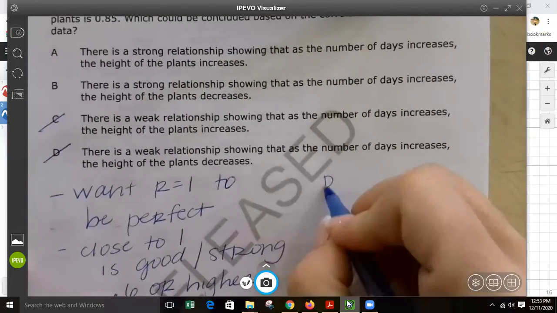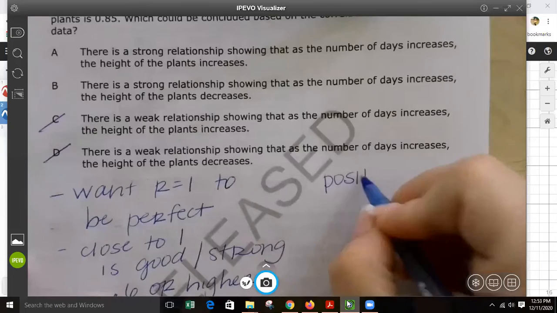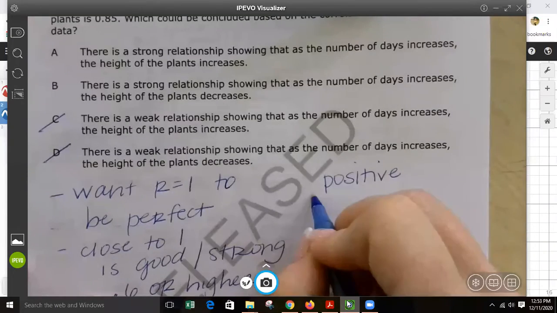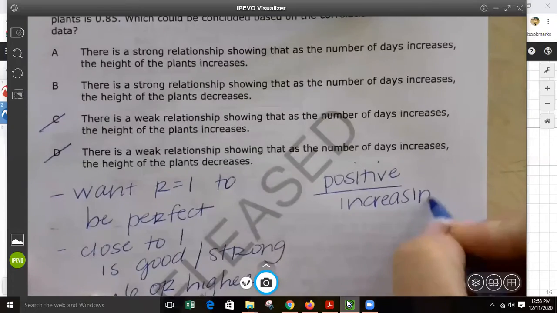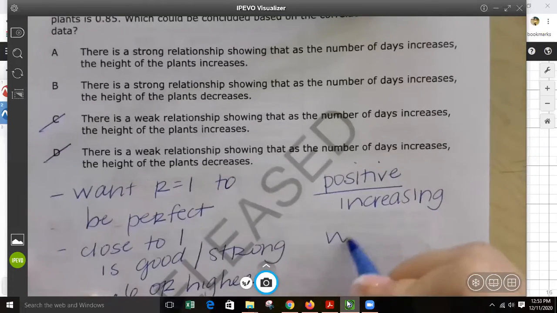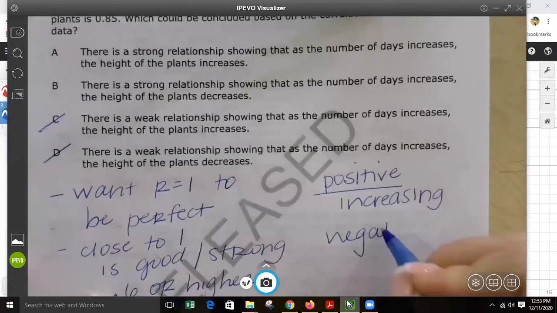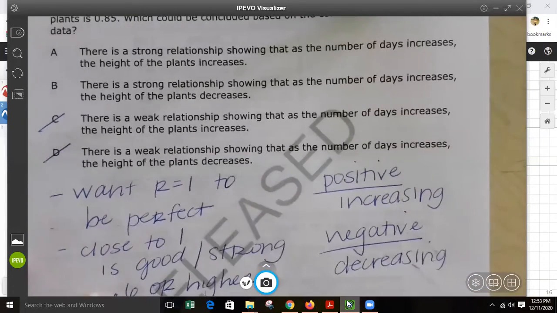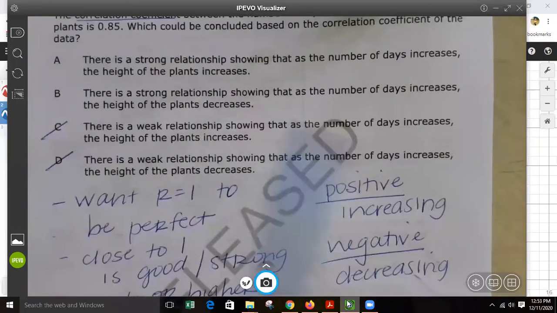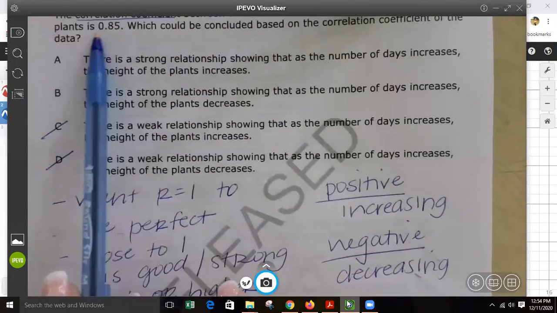Then, if it's positive, remember it's increasing. If it's negative, it's decreasing. So it's kind of like the slope. If it's a positive correlation, that means it's going up. If it's negative, it's going down. So look at this first one. It's a positive 0.85 right here.